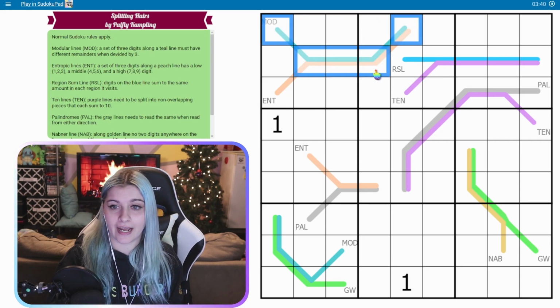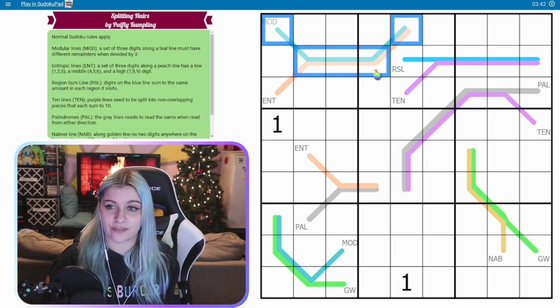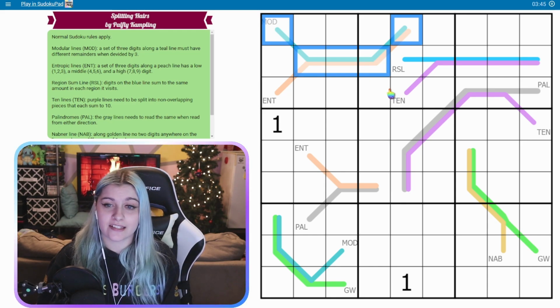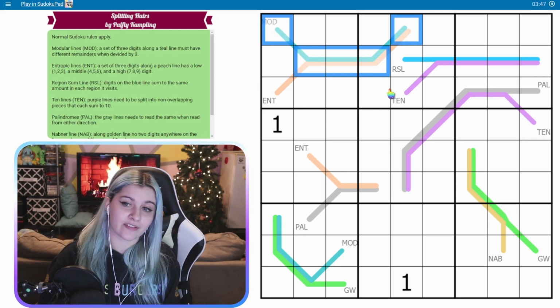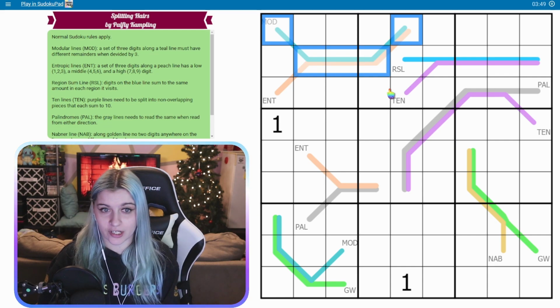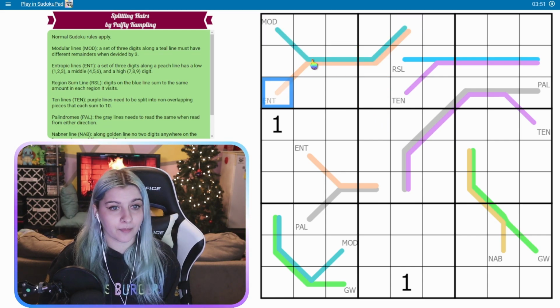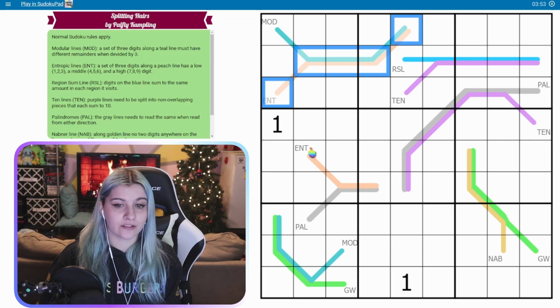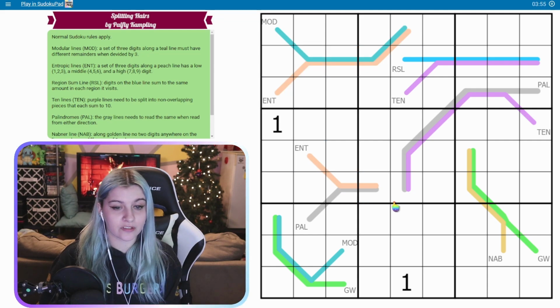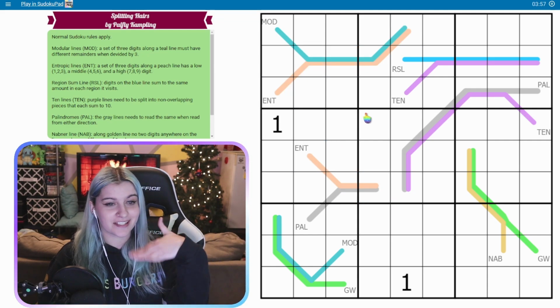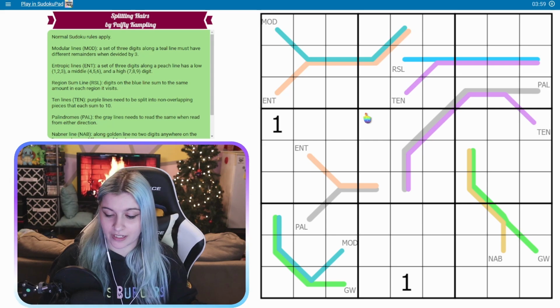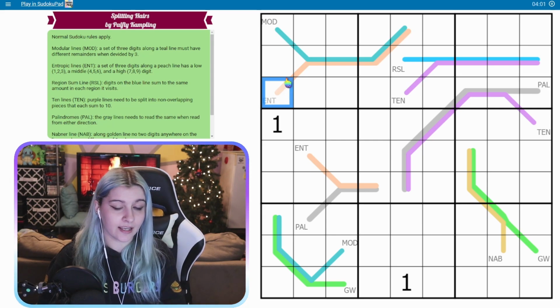We also have entropic lines. A set of 3 digits along a peach line has a low 1, 2, 3, a middle 4, 5, 6, and a high 7, 8, 9 digit. Okay, entropic is here, and entropic is here. So these you can also look at your number pad, just the other way. So this would be 1, 2, 3, 4, 5, 6, or 7, 8, 9.